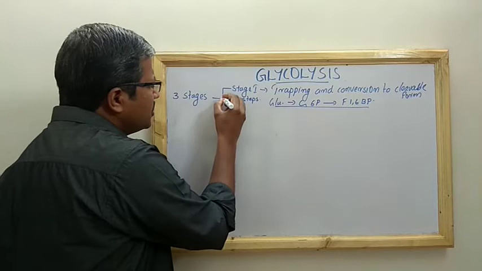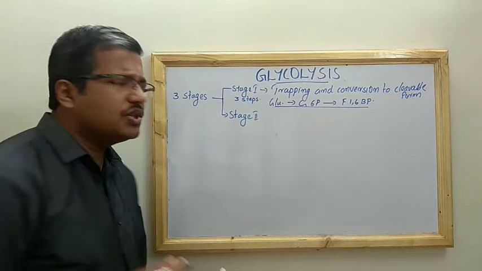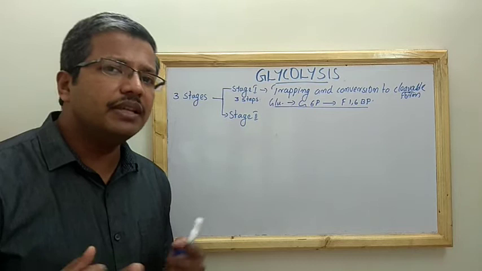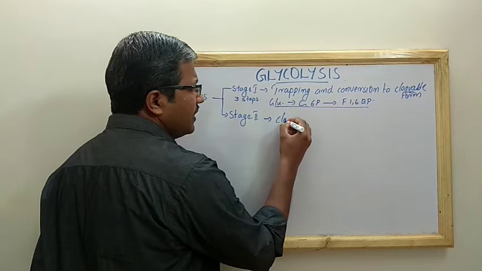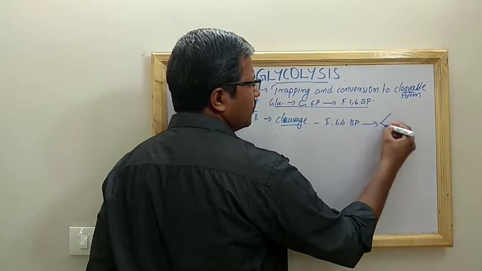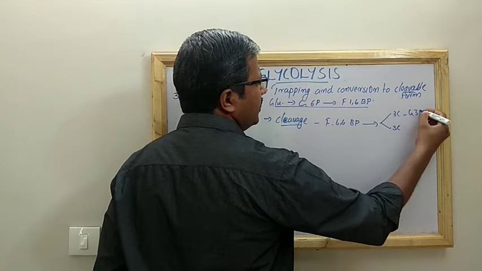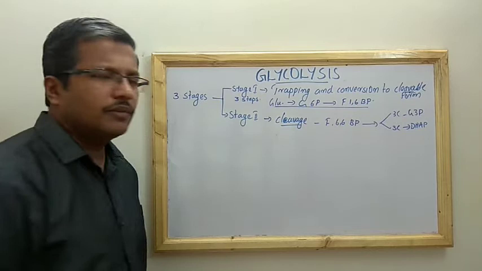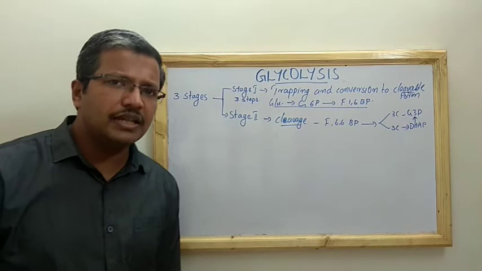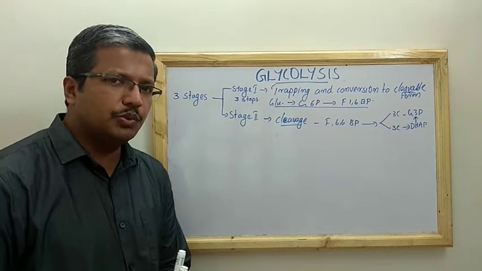Now the stage 2 is there. In stage 2, what is happening? Actually, as I told you, in the first stage it is converted into cleavable form, breakable form. So that cleaving is happening in stage 2. So it is cleavage. The breaking is happening, where fructose 1,6-bisphosphate is converted to 2, 3 carbon compounds. What are they? Glyceraldehyde 3 phosphate and dihydroxyacetone phosphate. That process is happening in stage 2. In addition to that, there is one more step, where this dihydroxyacetone phosphate is again converted to glyceraldehyde 3 phosphate. That means ultimately in stage 2, two molecules of glyceraldehyde 3 phosphate are formed.